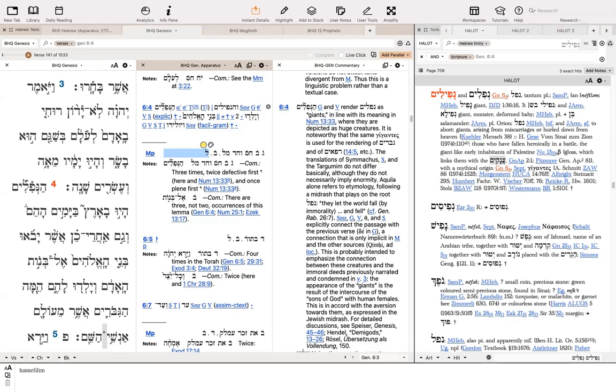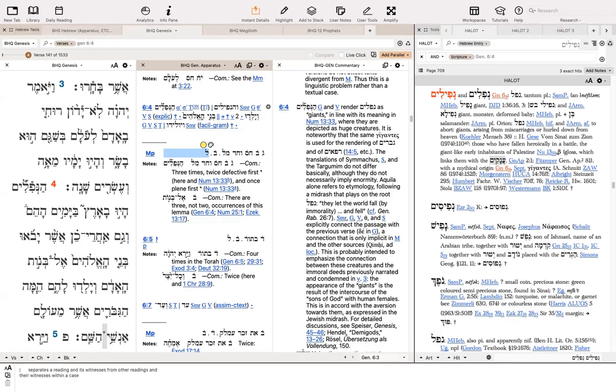So Hanephilim, it tells us that it is this way in Aquila, which is one of the versions of the Septuagint, and in Symmachus, which is another version of the Septuagint, and in T superscript ON, which is the Targum Onkelos, one of the Targums, which is an Aramaic translation. And it also has in parentheses here T superscript J, which is the Targum Pseudo-Jonathan, also known as the Targum Jerusalem. All of those sources agree with this reading.